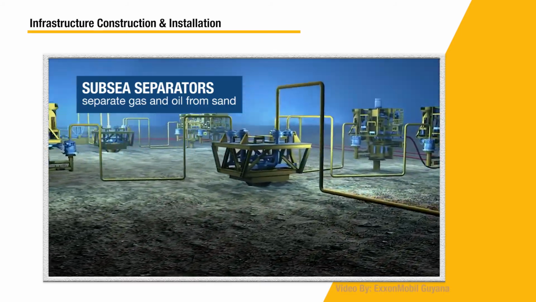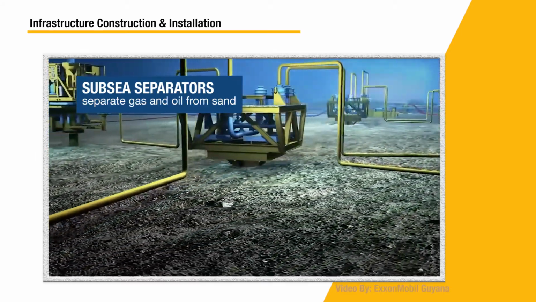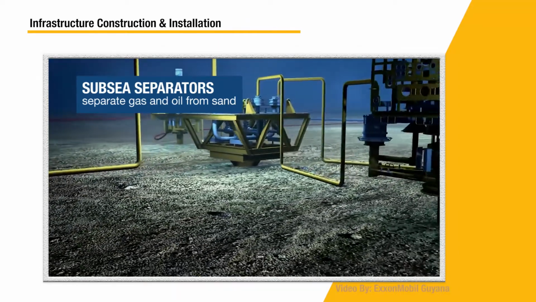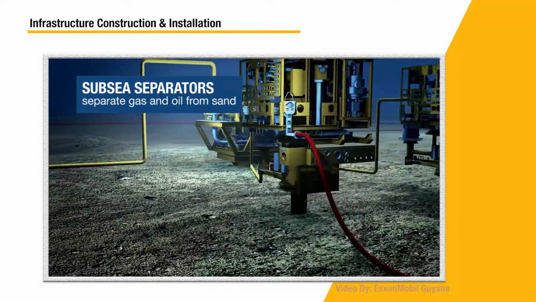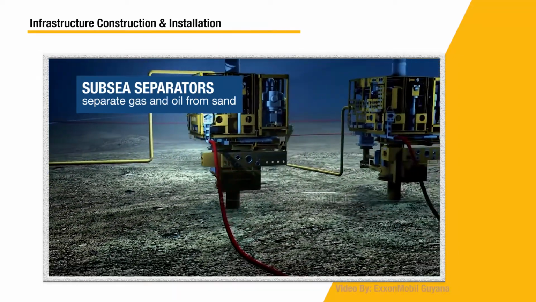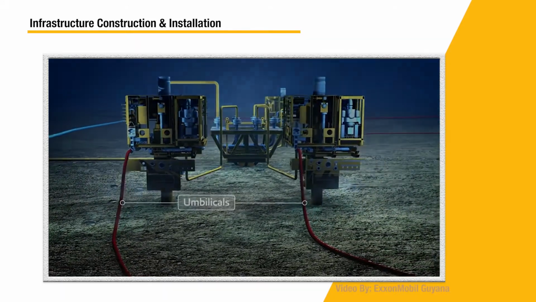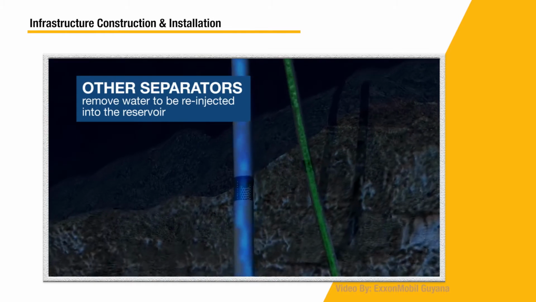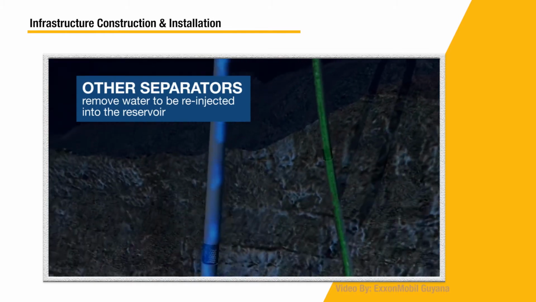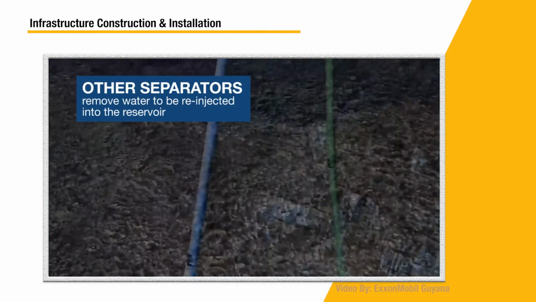What do these systems do? Subsea separators separate gas and oil from sand before being transferred above to the FPSO via SURF, or subsea umbilicals, risers, and flow lines. Other separators remove water to then be injected back into the reservoir to maintain pressure.